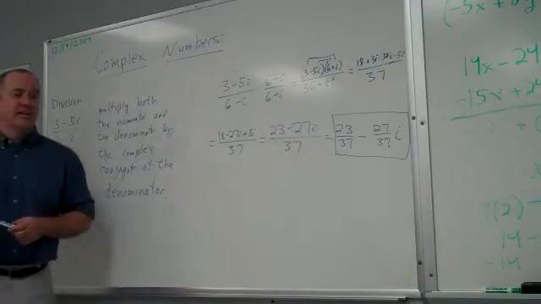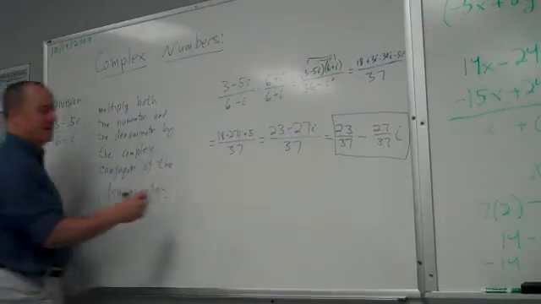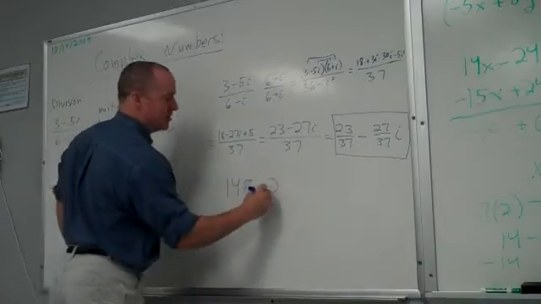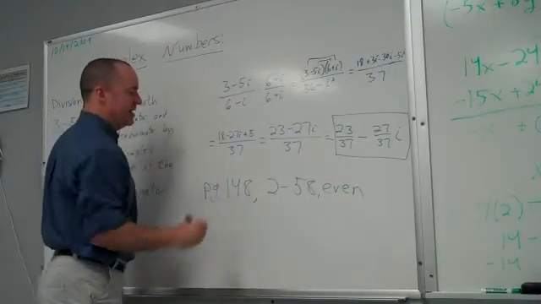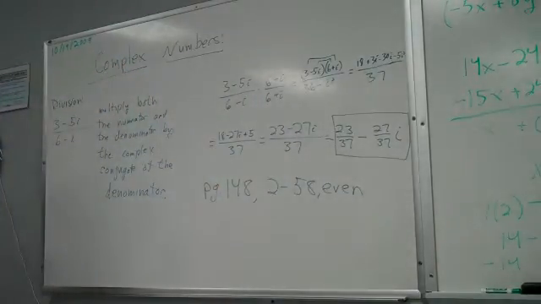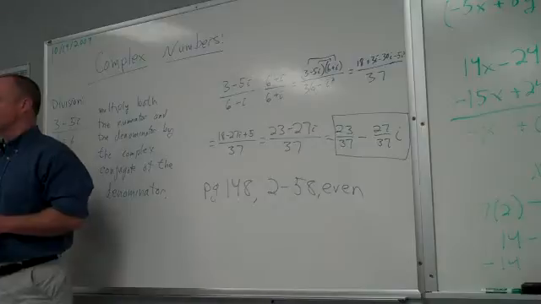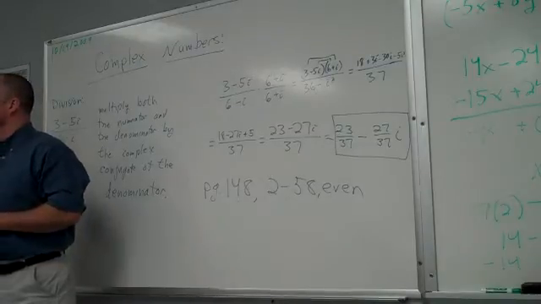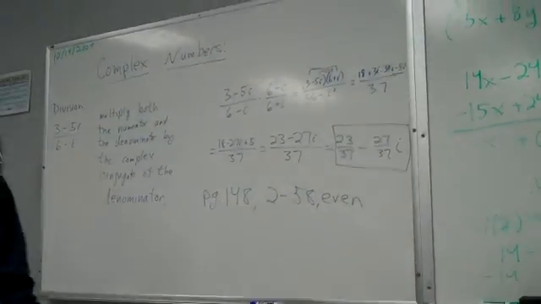But, okay, the homework tonight is, which you'll have time to work on now in class. Page 148, 2 through 58 even. Seems like a lot, but the first bunch are just adding complex numbers together. I hope to God you can do that quickly. Otherwise, I'm a little worried about you. Okay, page 148, 2 through 58 even. Homework is posted online. Work on it in class.